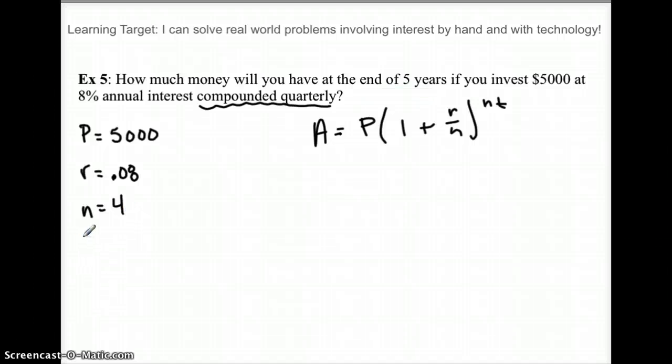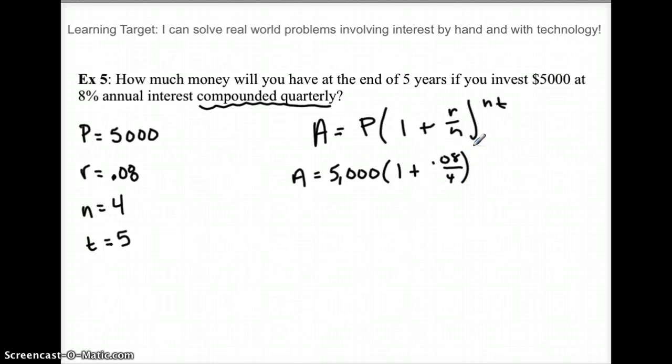N is how many times it's compounded, and right there's the key word, compounded quarterly. There are 4 quarters in a year. T should be my time in years, which is 5 years. And I'm solving for A, because I want to know how much will be there in the end. So I'm just going to plug and chug. 5,000 times 1 plus 0.08 divided by 4, all raised to the power n times t.